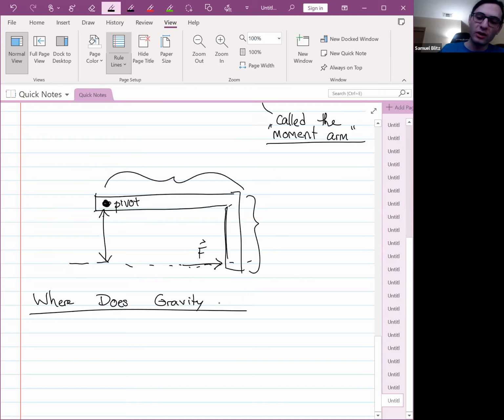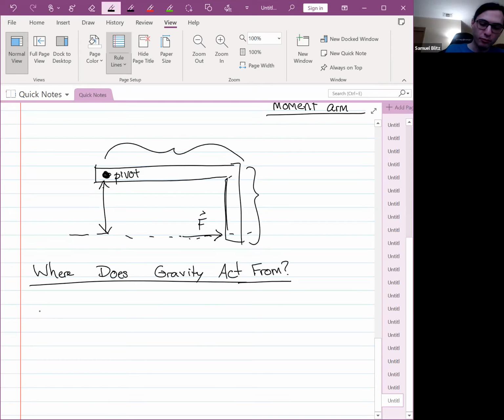Maybe we need to do some other fancy thing to figure out where the gravitational force is applied so that we can compute the torque due to gravity, because gravity can produce a torque, right? So let's work an example. So let's say that you have a rod.